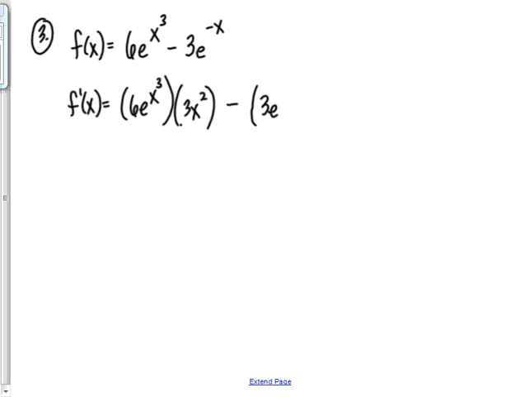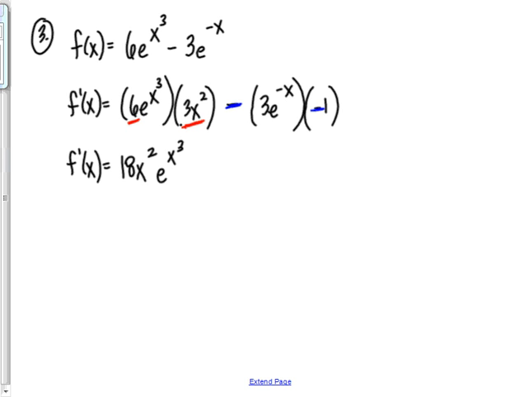And then I have my minus sign. Copy my problem exactly, and then I'm going to multiply this by the derivative of negative x. Well, what's the derivative of negative x? It's negative 1. So, clean it up. On this first one, again, you can multiply whatever's in front of the e to the x and whatever that is. So 6 times 3x squared would be 18x squared e to the x cubed. Now here, be careful with your minuses. That negative and that negative is going to switch it to a positive. And then 3 times 1 would be 3 e to the negative x.